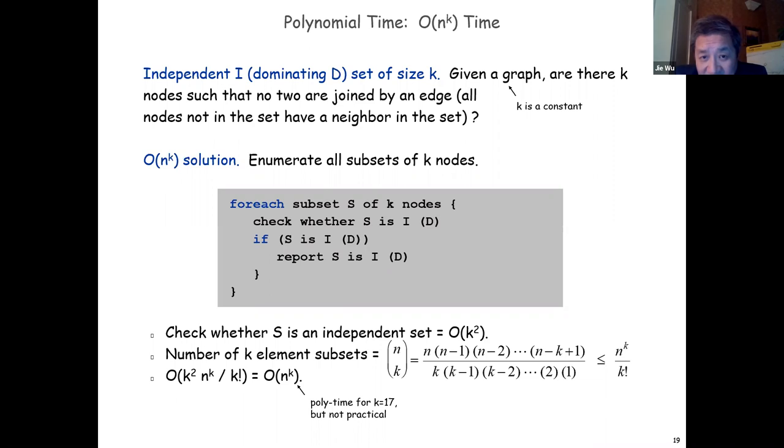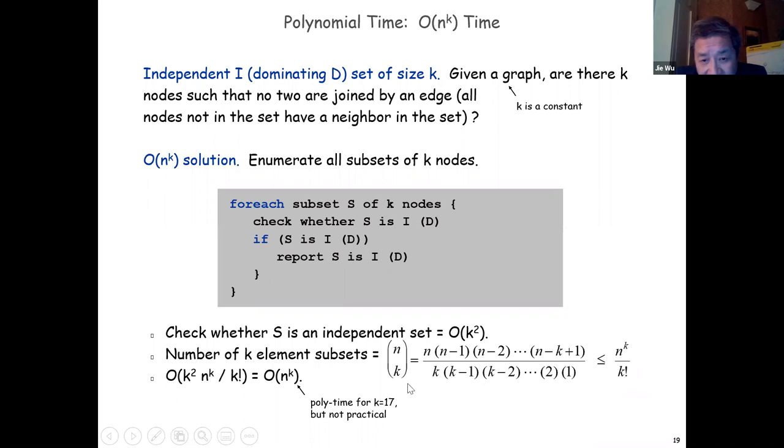But now the question is how many subsets of size K there are. Checking whether a set is independent is itself K squared, because you have to check pairwise inside. But how you select K elements is a typical combinatorics problem: select K out of N. That's high school mathematics: N times N minus one, down to N minus K plus one, divided by K factorial. That's less than N to the power of K over K factorial.